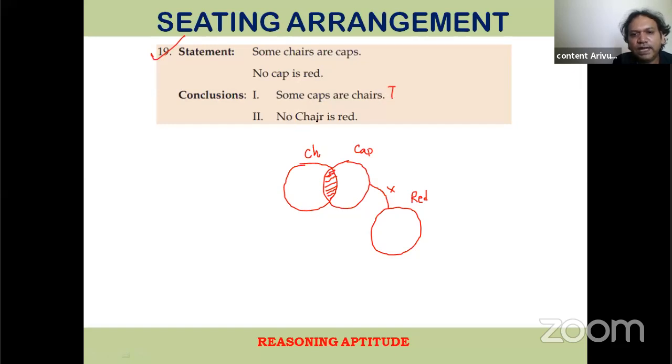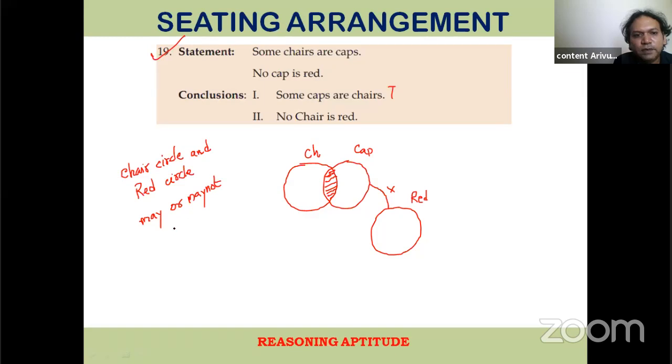Now, no chair is red is not true because we don't have any negative link between chair and red. So the chair circle and red circle may or may not overlap. You can see here, the chair circle and red circle may or may not overlap.